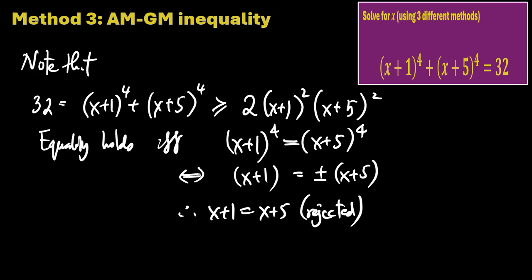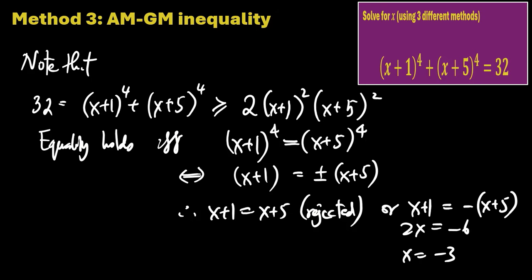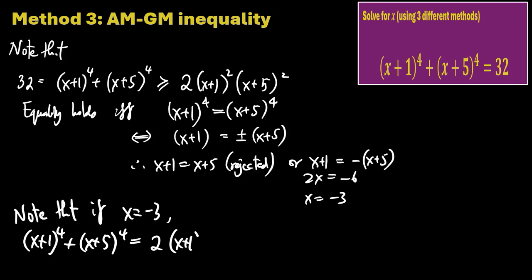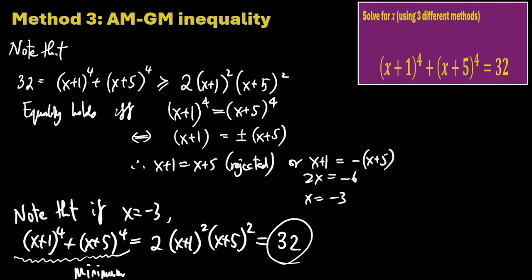Reject this because there is no solution for it. Or x+1 equals negative (x+5). This means that 2x equals negative 6, so x equals negative 3. Note that if x equals negative 3, (x+1)^4 plus (x+5)^4 is equal to 2(x+1)^2(x+5)^2, and both equal 32. So it also means that the minimum of this expression is equal to 32, and it only happens when x equals negative 3.